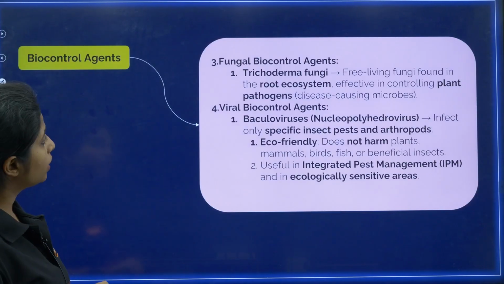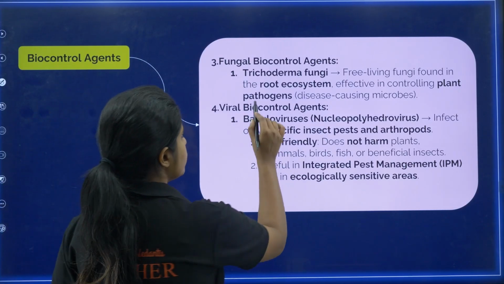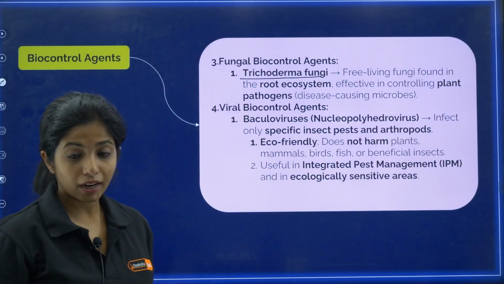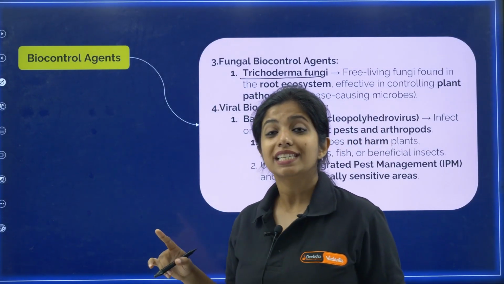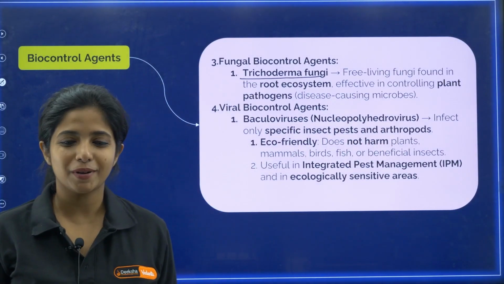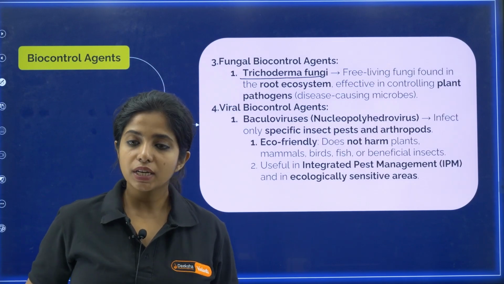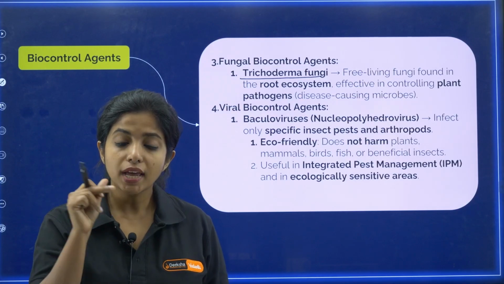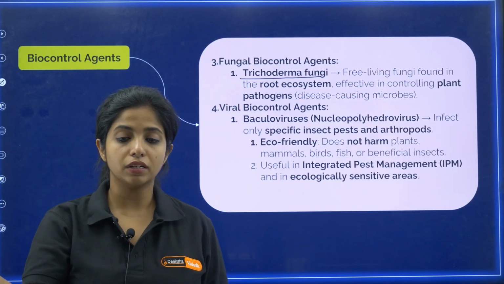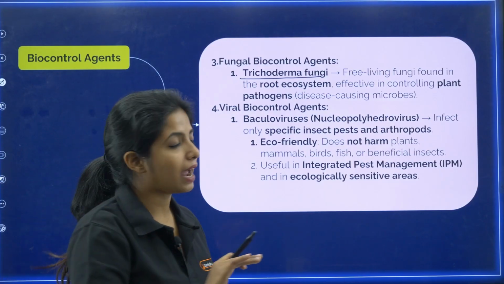Now going ahead, we have fungal biocontrol agents. Fungus also acts like a biocontrol agent. So we have Trichoderma fungi, my dear children. Trichoderma polysporum we studied, right? It was used for production of cyclosporin A, which is an immunosuppressant, just if you forgot. Now the Trichoderma fungi live in the roots of the plant, and they feed on other fungi which act like pathogens.